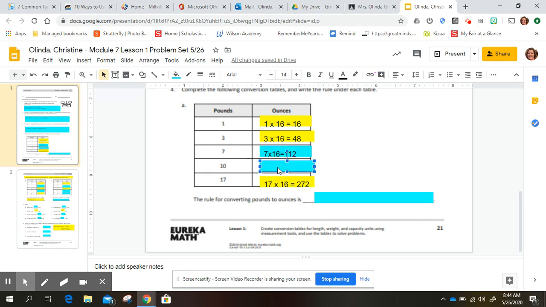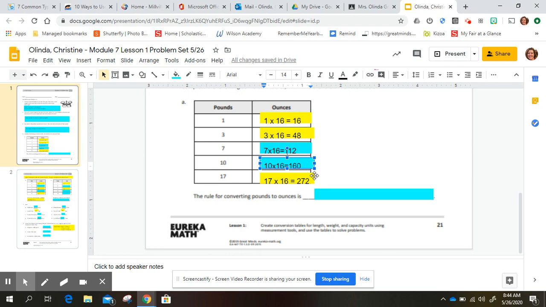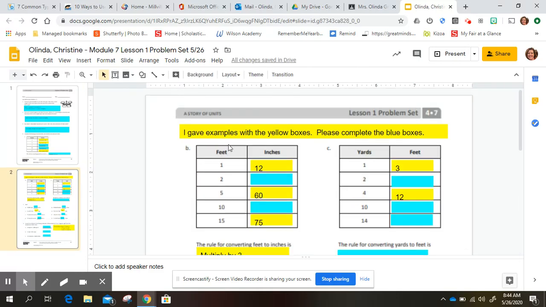And then 10 times 12 equals, not 12. 10 times 16, and that would equal 160. And the rule for converting pounds to ounces is multiply by 16. All right. I gave examples with the yellow boxes. Please complete the blue boxes.